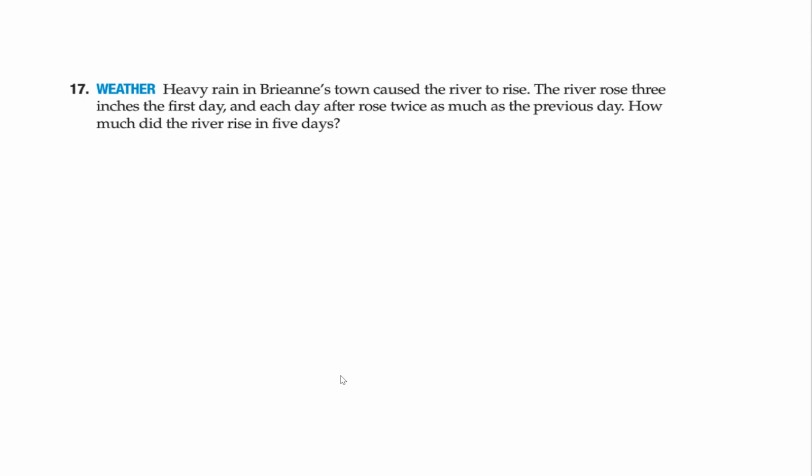But we're gonna add a bonus thing. Oh, actually, I forgot about the word problem. Heavy rain in Brienne's town caused the river to rise. The river rose 3 inches the first day, and each day after that rose twice as much. So it's like 3 inches the first day, rose twice as much, so 6, and 12, and 24. How much did the river rise in 5 days? I think they're asking how high is it on the 5th day. That's a term number, so let's find AN.